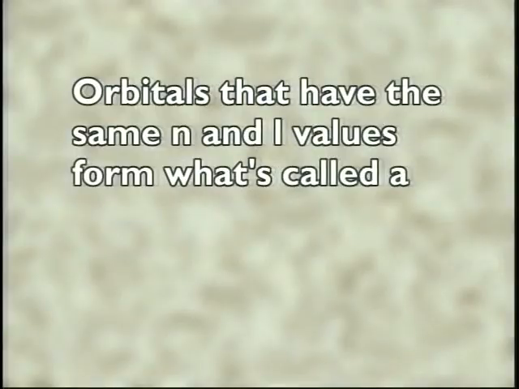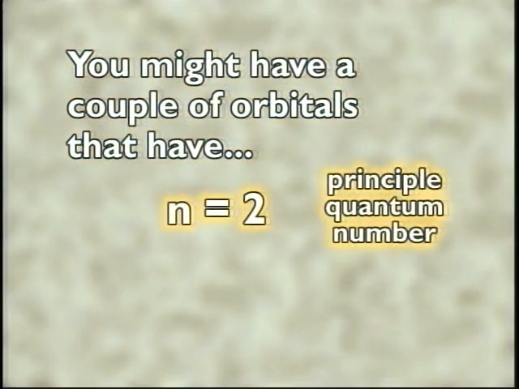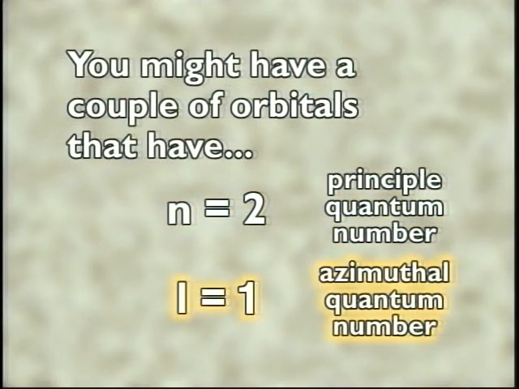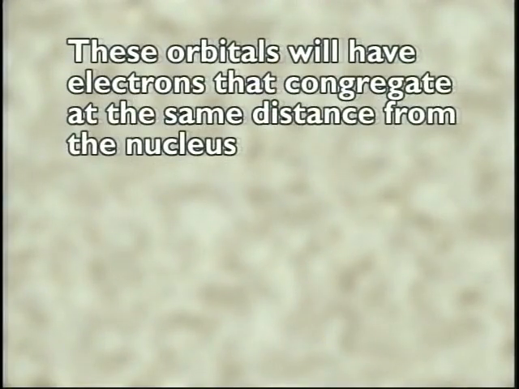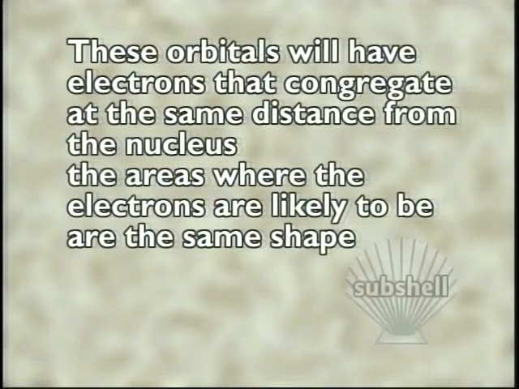Orbitals that have the same n and L values form what's called a subshell. You might have a couple of orbitals that have n equal to 2 as the principal quantum number, and L equal to 1 as the azimuthal quantum number. These orbitals will have electrons that congregate at the same distance from the nucleus, and the areas where the electrons are likely to be are the same shape. These orbitals form a subshell.